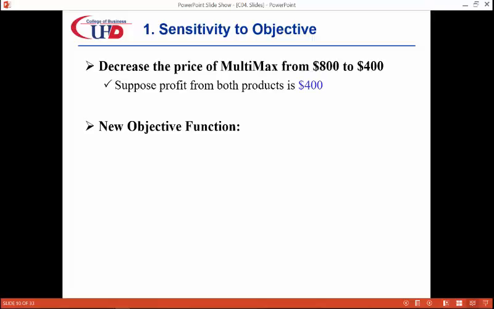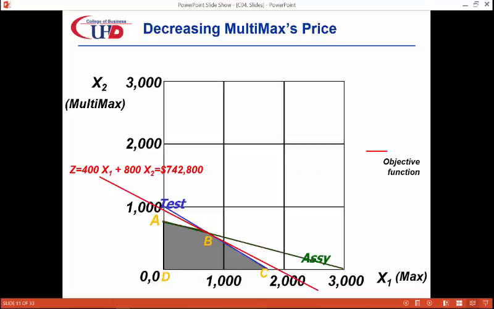What should our objective function look like now? Remember, x1 is the quantity of Max and x2 is the quantity of Multimax. So in our current setting, both computers sell at $400. So this is our new objective function. Now let's do the sensitivity analysis. First, start with the $800 profit margin for x2, the Multimax.